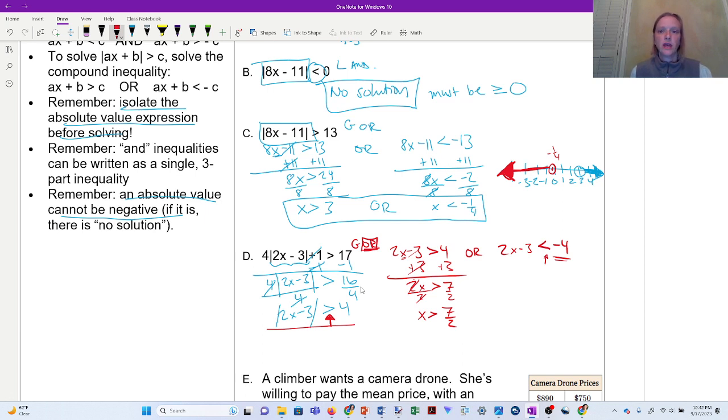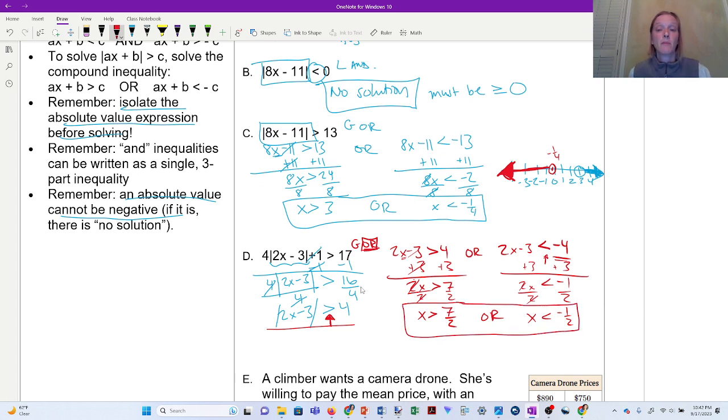Alternatively, I could add 3 to both sides of the equation. I have 2x is less than negative 1, divide both sides by 2, and I get that x is less than negative 1/2. And so we have our solution to our absolute value inequality by solving this compound inequality: x is greater than 7/2 or x is less than -1/2.